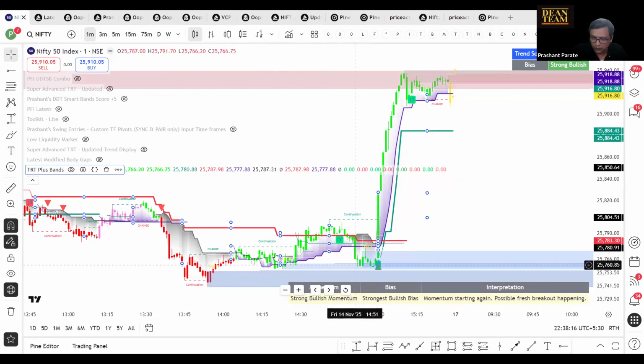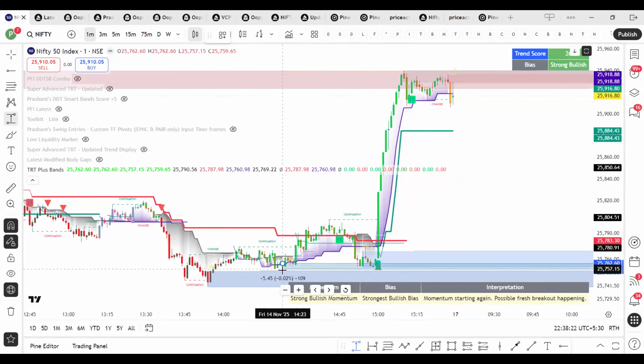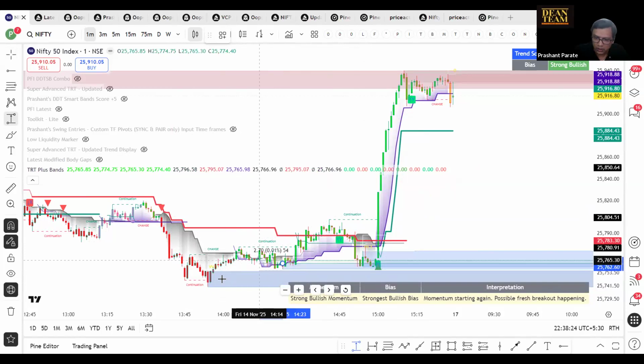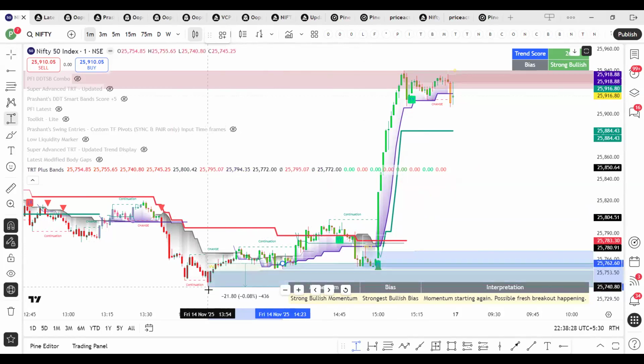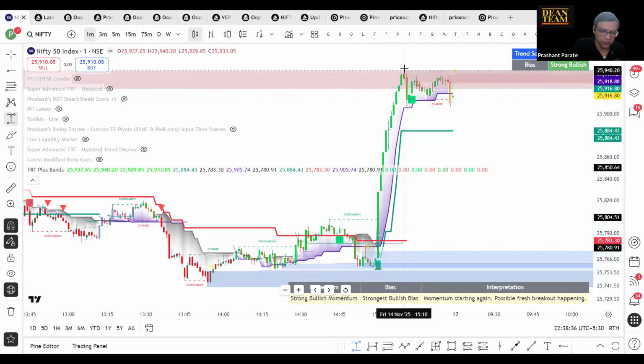It gave entry. If you buy here and keep your stop loss below this zone itself, it is just 5 to 6 points stop loss. If you keep your stop loss below this, because there are two zones below each other, it is 21, 22 point stop loss. And how much has it gone up? 170 points. So 7 to 8 times reward.